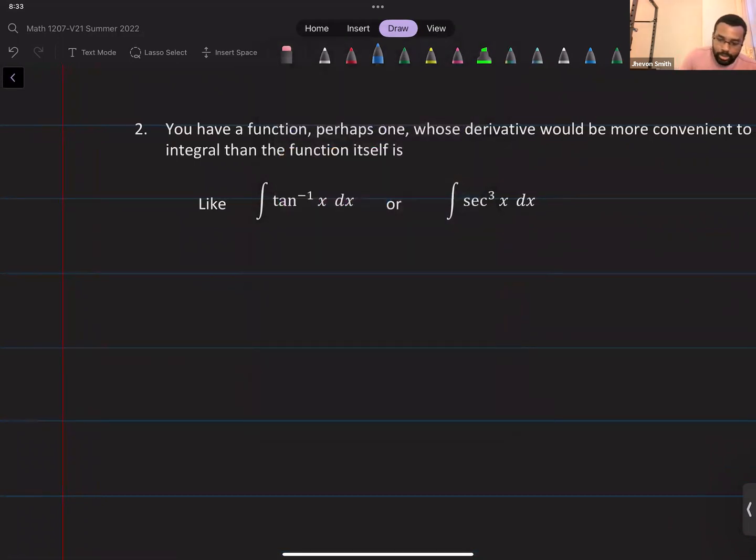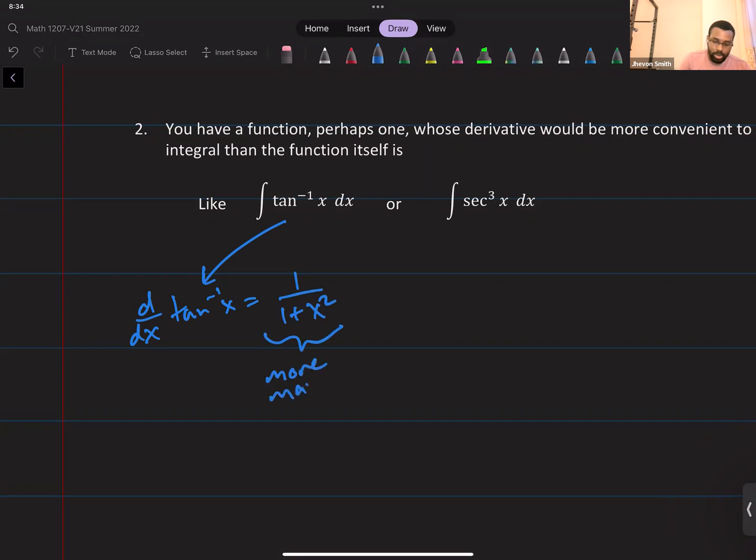However, the derivative of tan inverse, d/dx of tan inverse, is something that's nicer. 1 over 1 plus x squared. So this guy here, it seems more manageable. Right? So if I'm in a situation where it's not a product of two functions, however, it is just one function on its own, but it would be nicer to have the derivative of that function in play, then integration by parts would be nice, because you would just say u equals that function, your dv would be 1 dx.